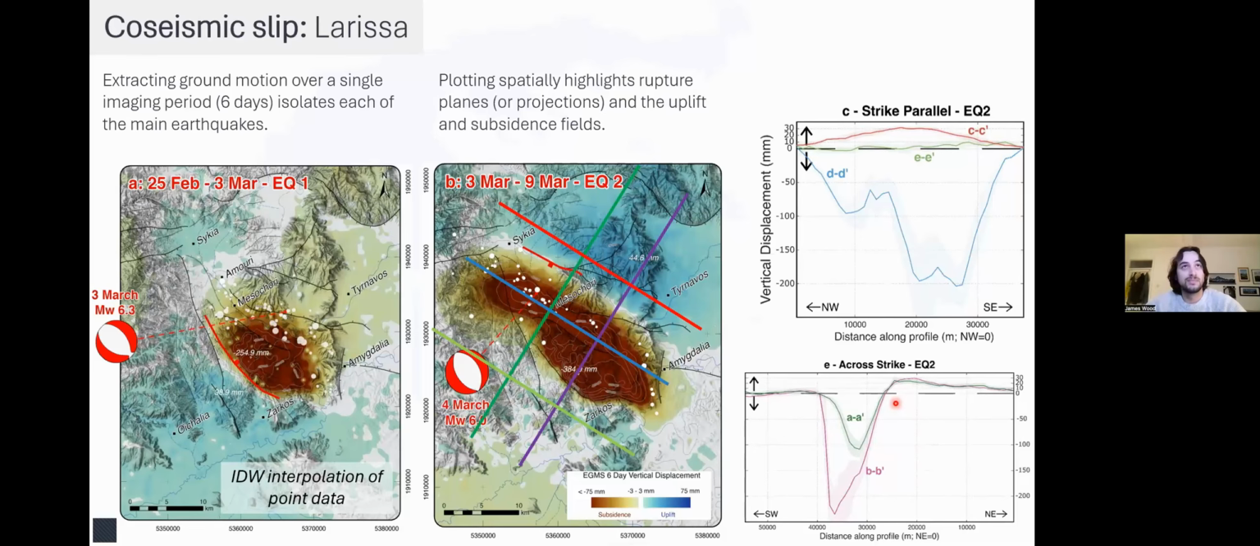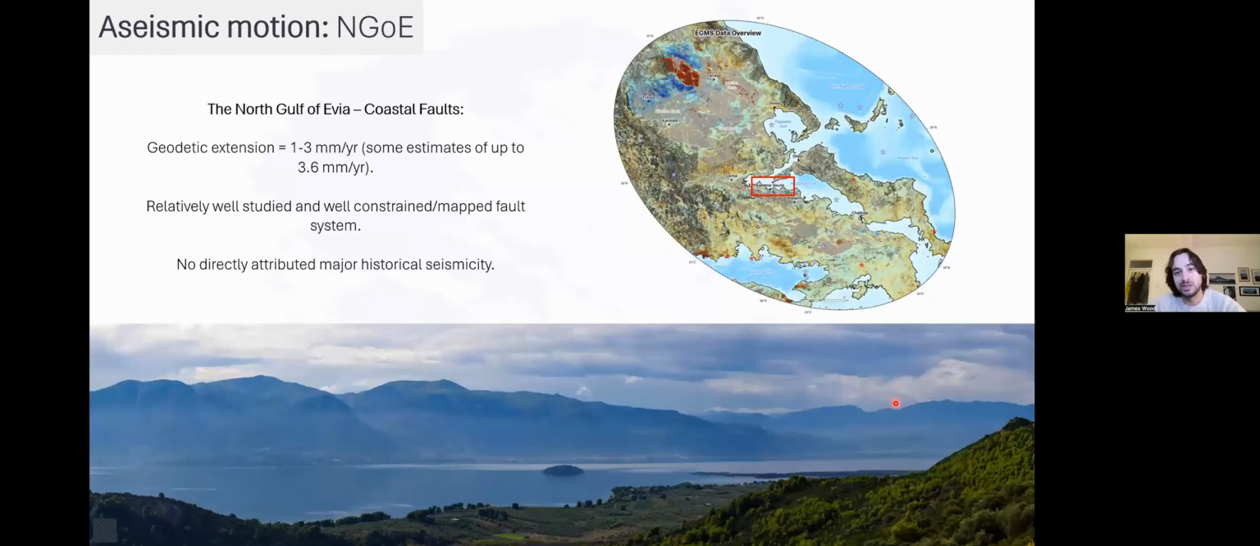But moving on to where signals are less obvious is really where we see the value in having this time series data. So we're going to look in the North Gulf of Evia now. If you're familiar with the Gulf of Corinth, that's the fastest extending rift in Europe. The Gulf of Evia is a similar setting with 1 to 3 millimeters a year of north-south extension. And we're going to look at this Kamenivola coastal fault. It's a pretty well mapped fault system.